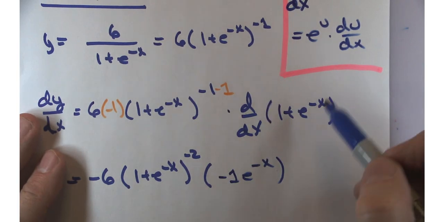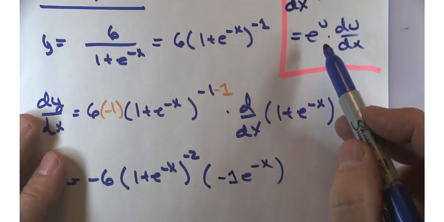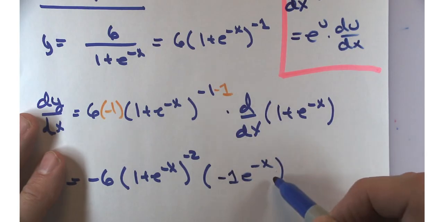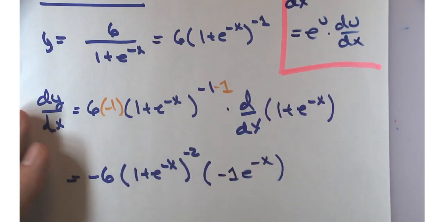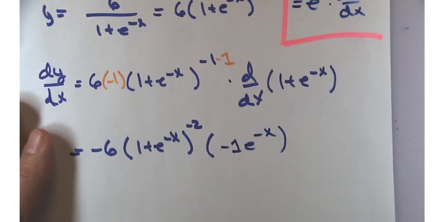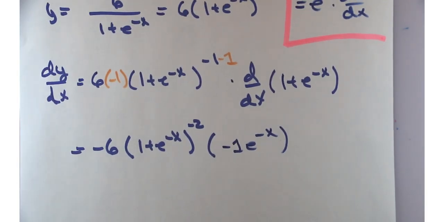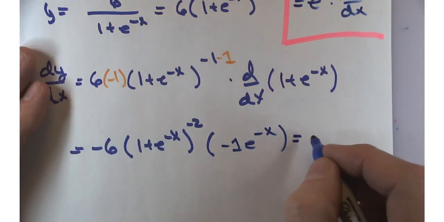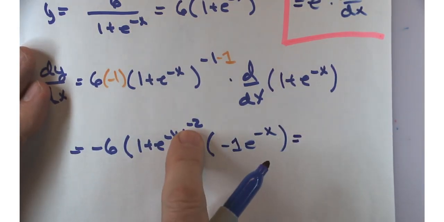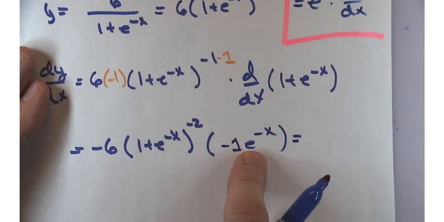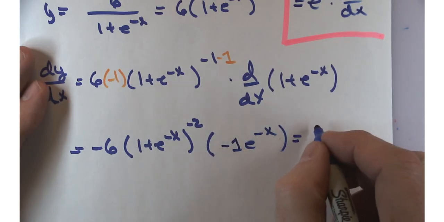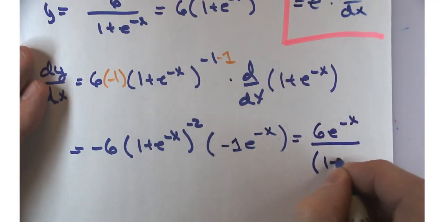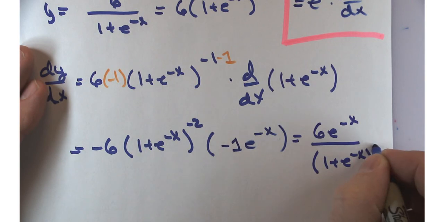Your exponent is negative x. If you differentiate that with respect to x, you get negative 1. So negative 1 times this, or put the negative 1 out front. Let's clean this up at least a little bit. Negative 6 times negative 1 is going to be a positive 6. This term with a negative exponent can go into the denominator. This term will stay up in the numerator. So it's going to be 6 e to the negative x over 1 plus e to the negative x squared.